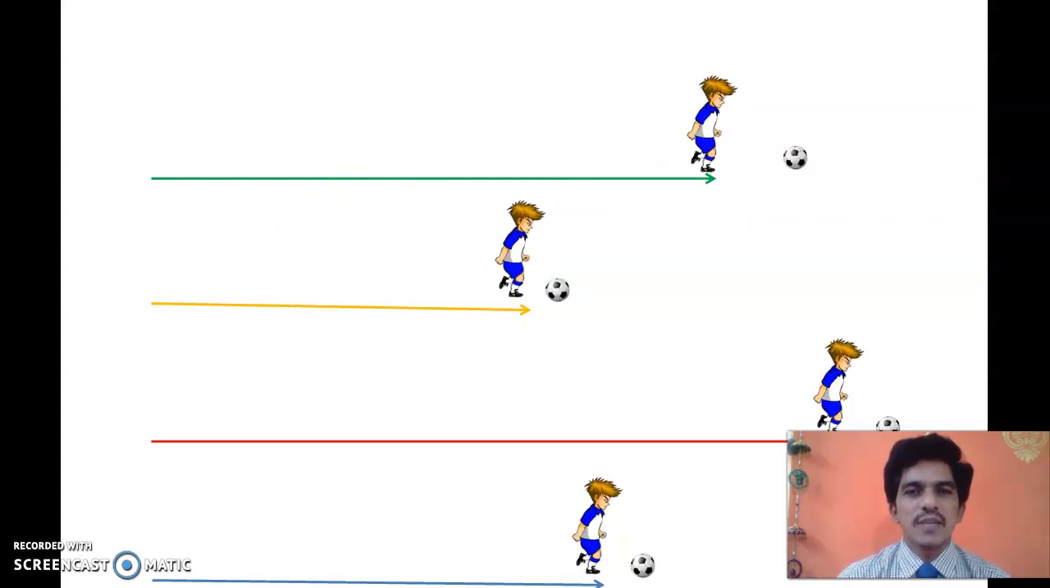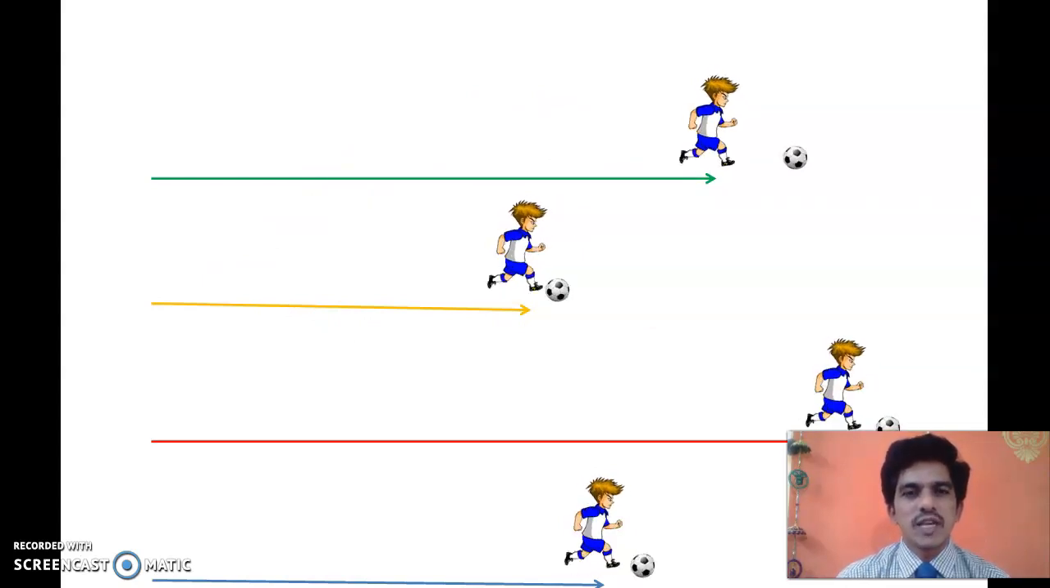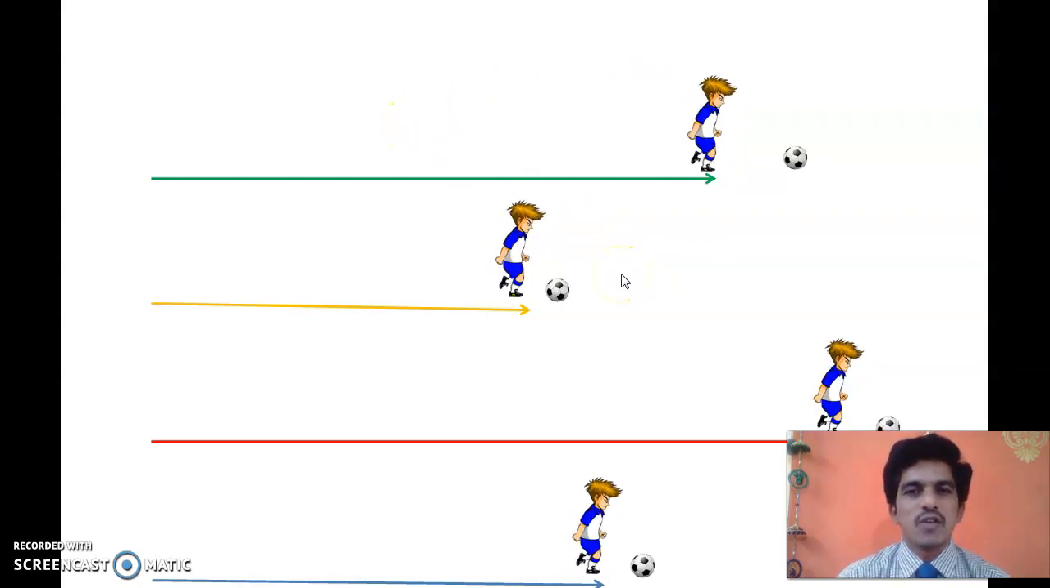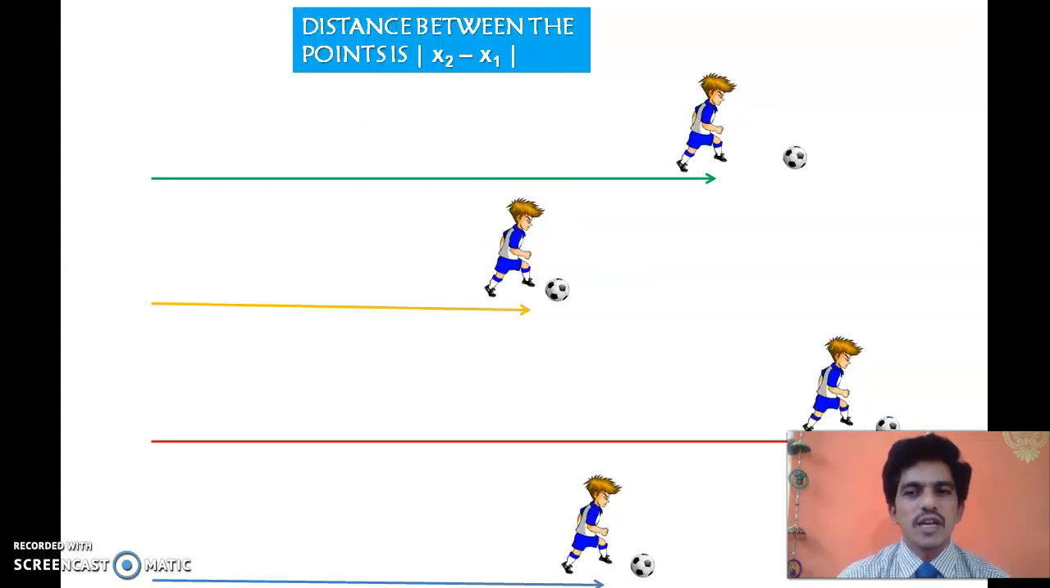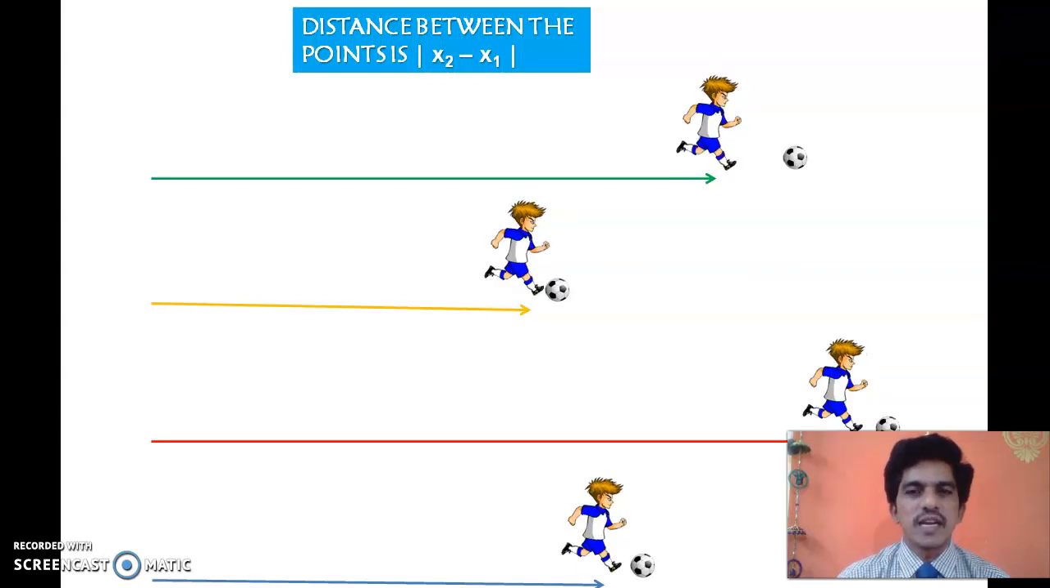Now if you want to know the distance from his initial position to the final position, how do you calculate? Because as you see, the rays are parallel to the x-axis, which is horizontal, how do we calculate the distance between them? Exactly, you have to find the difference of the x coordinates because their y coordinates are equal.